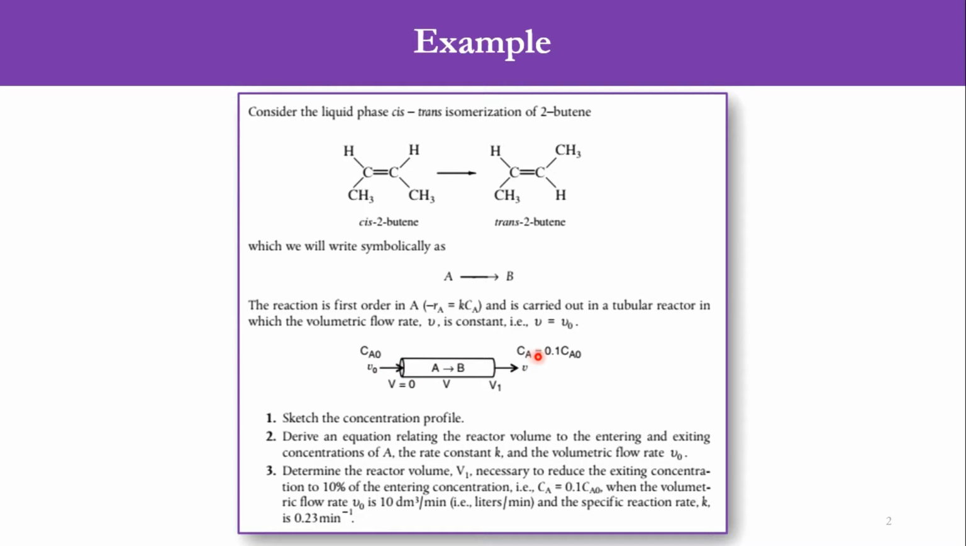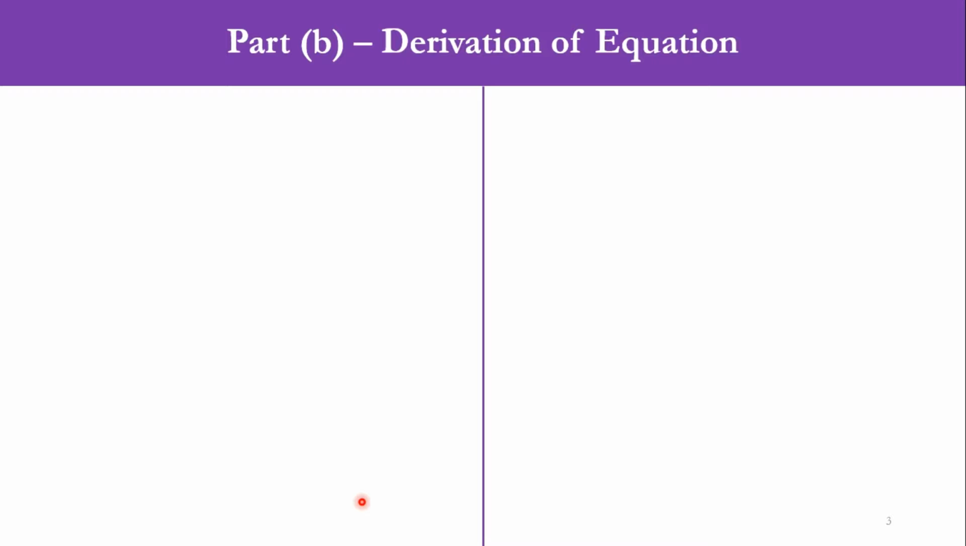The final concentration CA is equal to 0.1 times CA0, and we have to determine the reactor volume V, which is required to reduce the exiting concentration to 10% of the entering concentration when the volumetric flow rate is 10 cubic decimeter per minute and the specific reaction rate constant is 0.23 per minute. So this is the overall statement of this example.